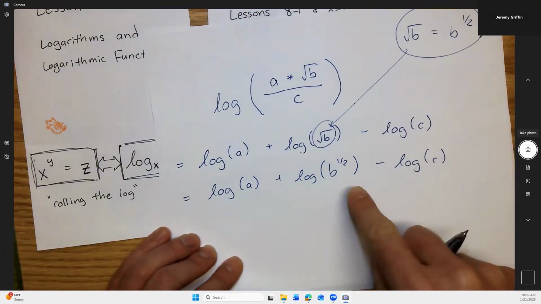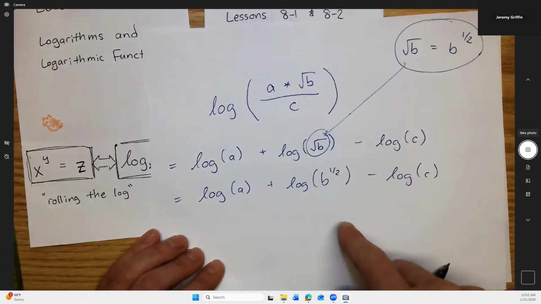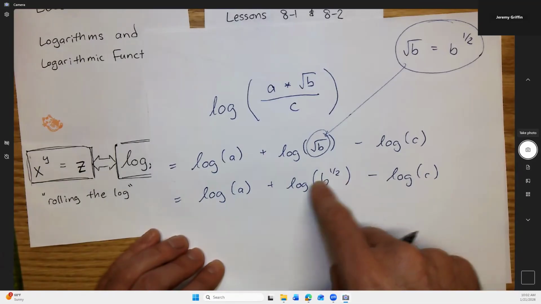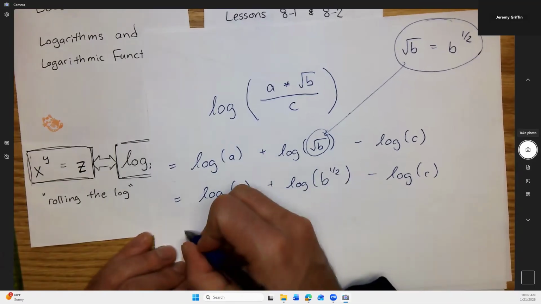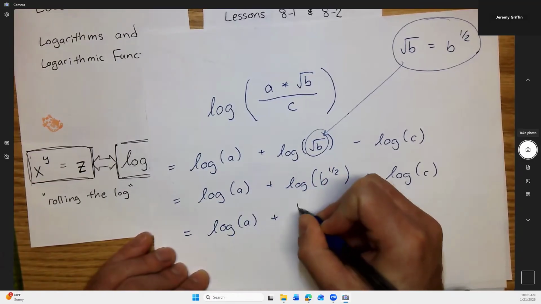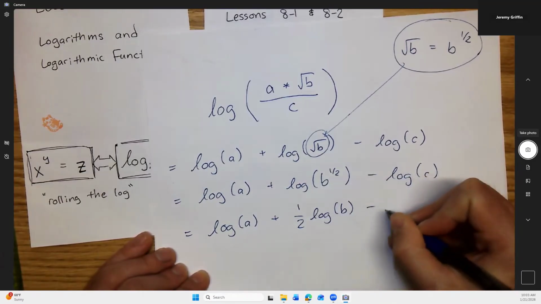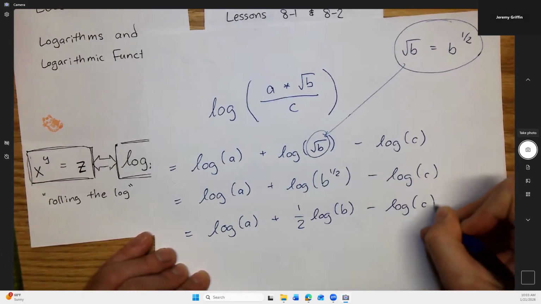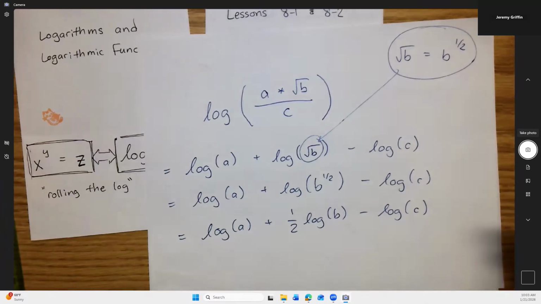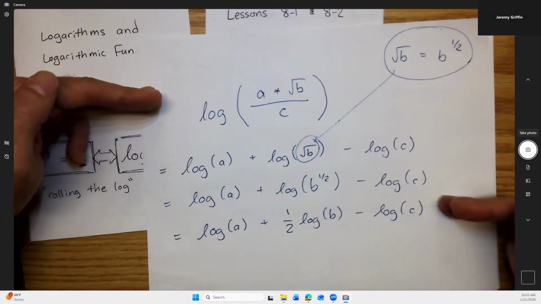Okay, so there's still one more step I can do that Alex would probably want you to do to get full credit on this, and that's what do you do with this 1/2 right now? Put it on the log. Exactly. So now I've got log of a plus 1/2 log of b, and then minus log c. Right? And you can come up with any numbers you want for a, b, and c, like 4, 7, and 10, or 5, 9, and pi. Right? And this expression and this expression are the same thing.